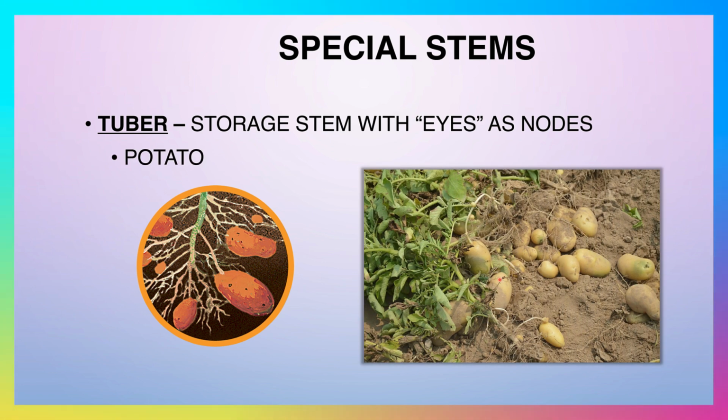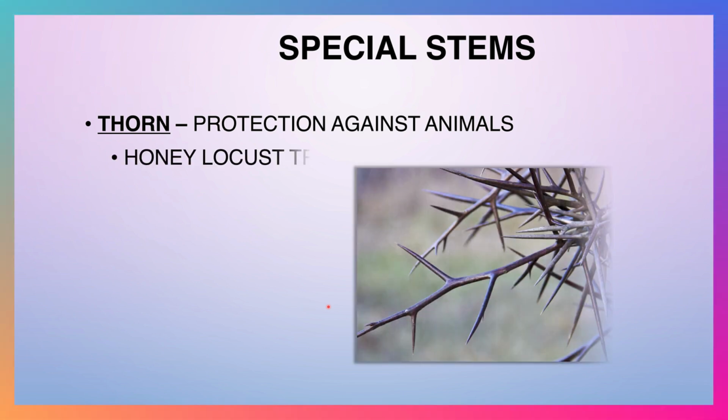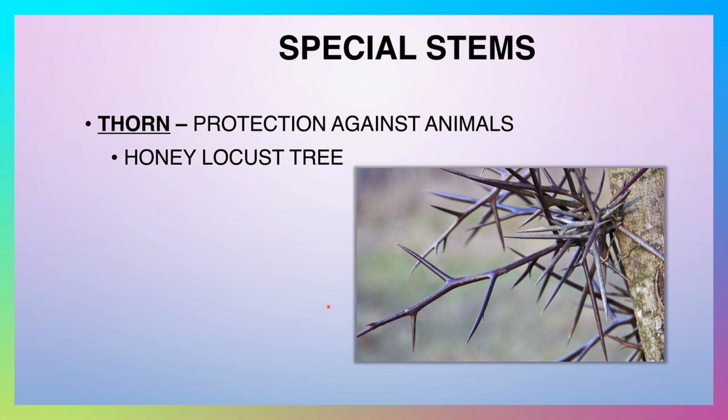These grow underground. So again, many people think these are roots. They are not. They are stems. And then the last special stem we'll talk about is the thorn. Again, a lot of times people don't realize that thorns are special stems. Thorns act as protection. And here's a honey locust tree that has fairly formidable thorns. Their principal objective is to prevent animals from chewing on the bark of the tree.